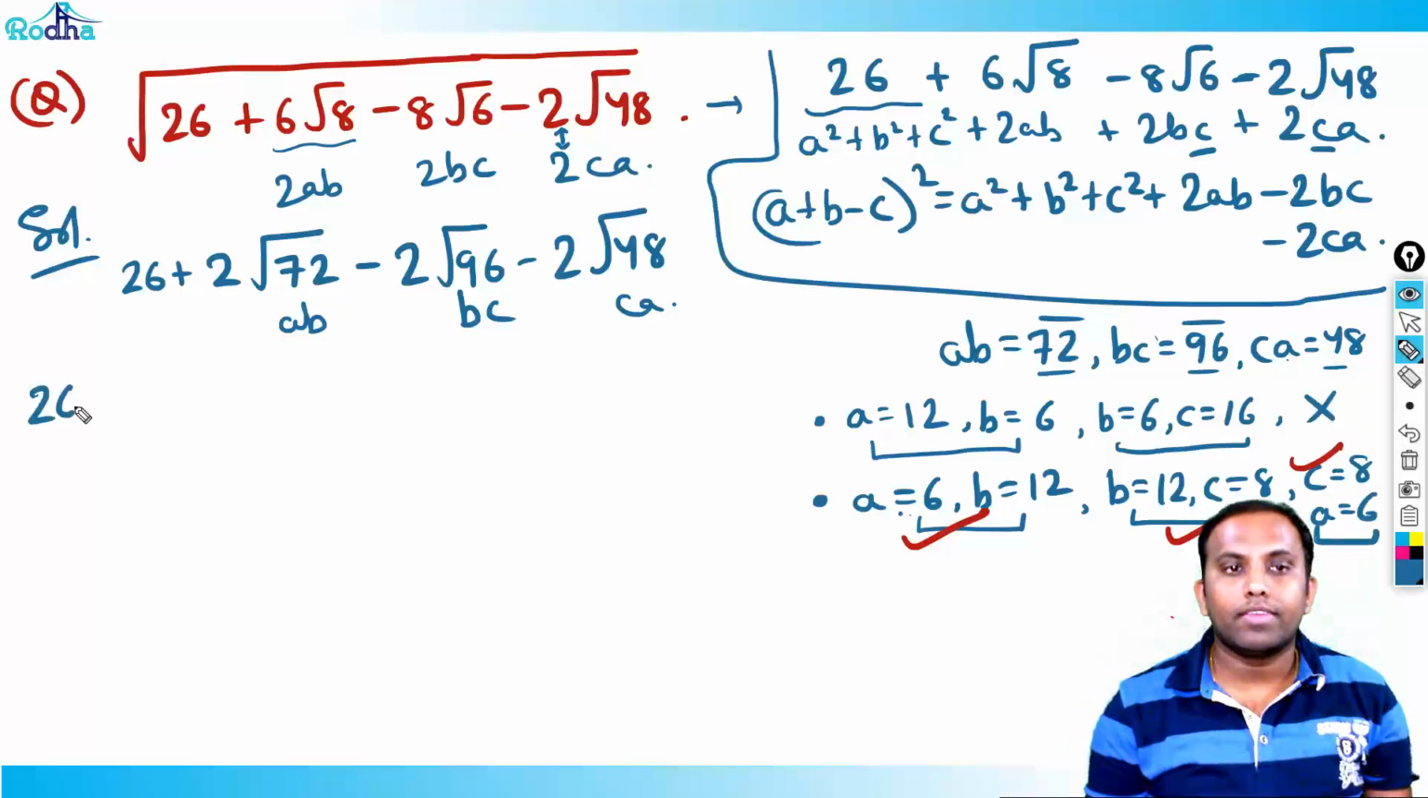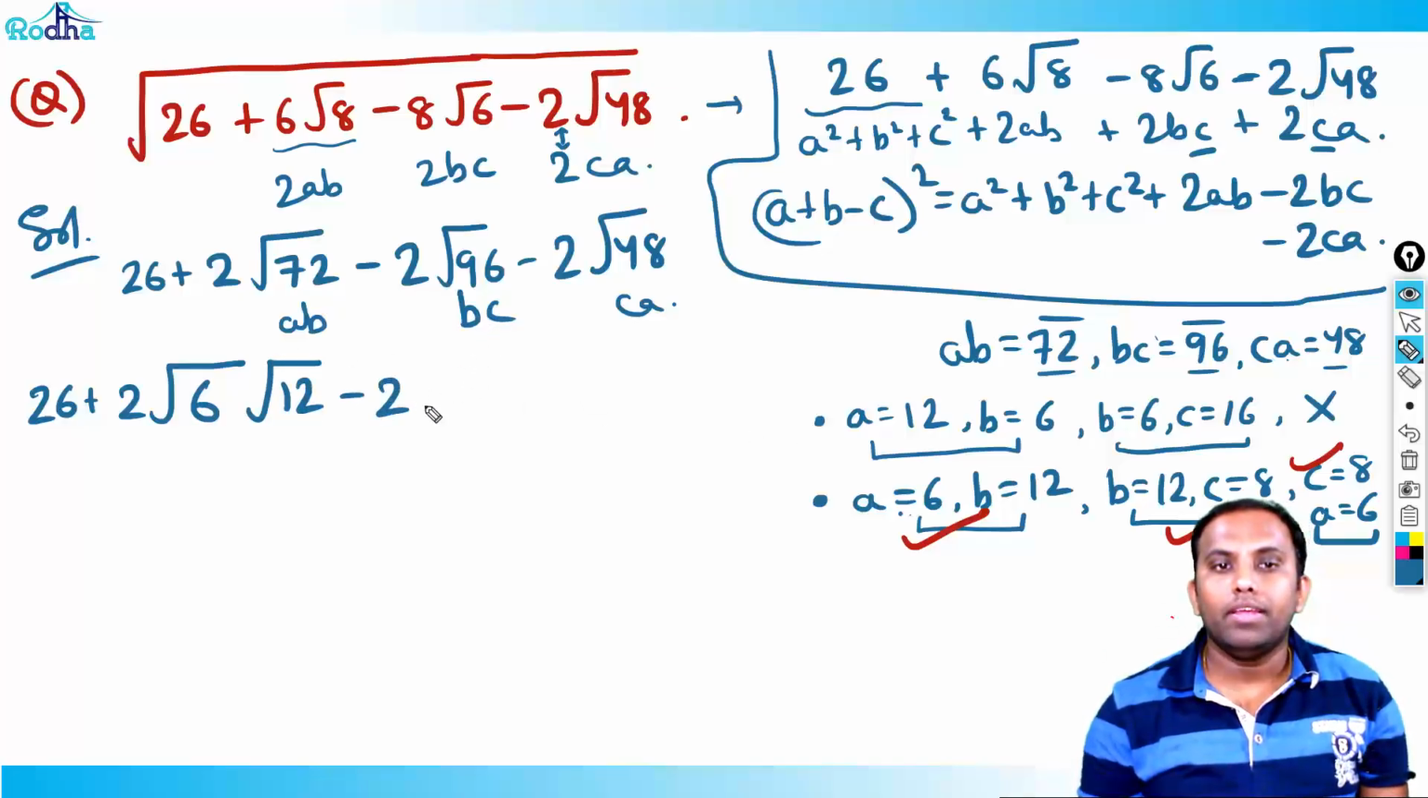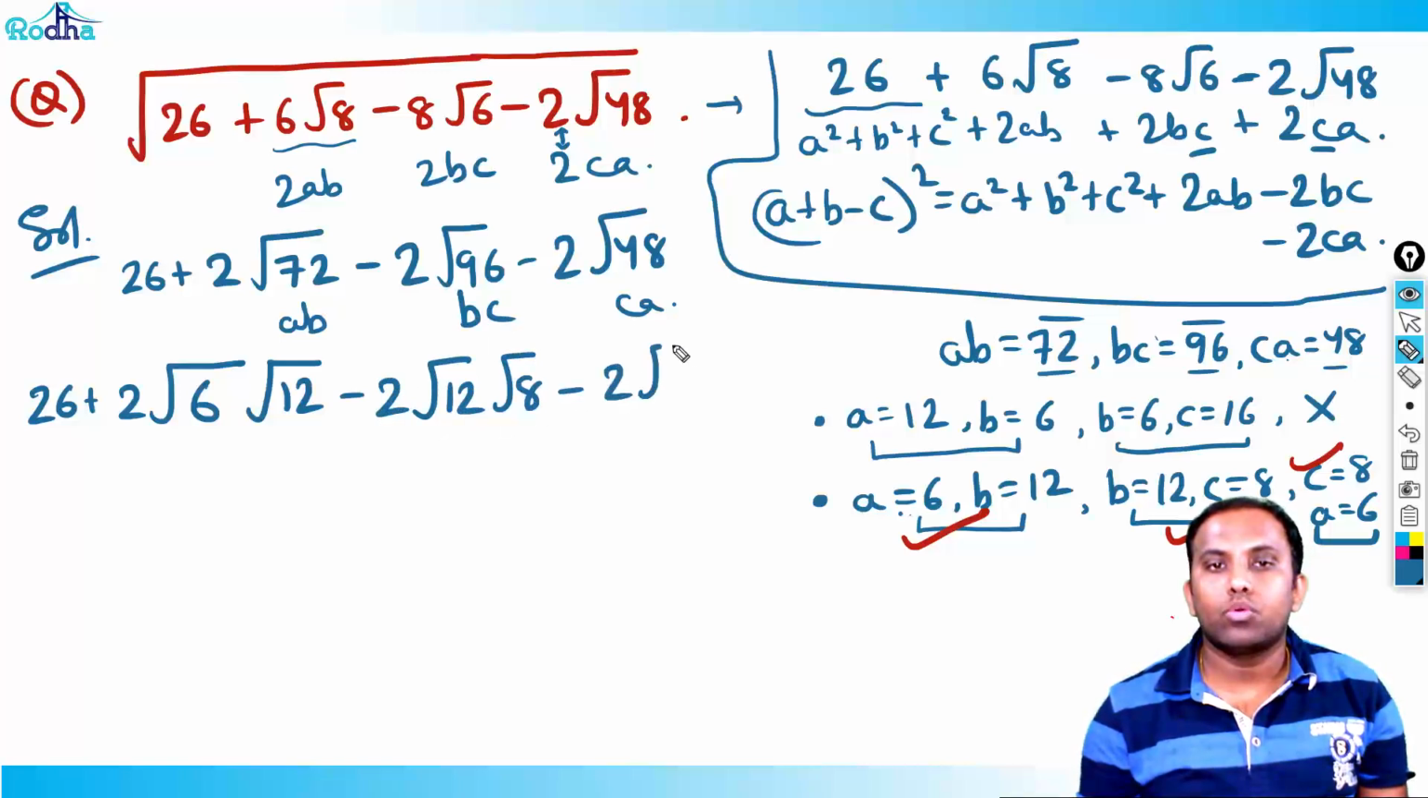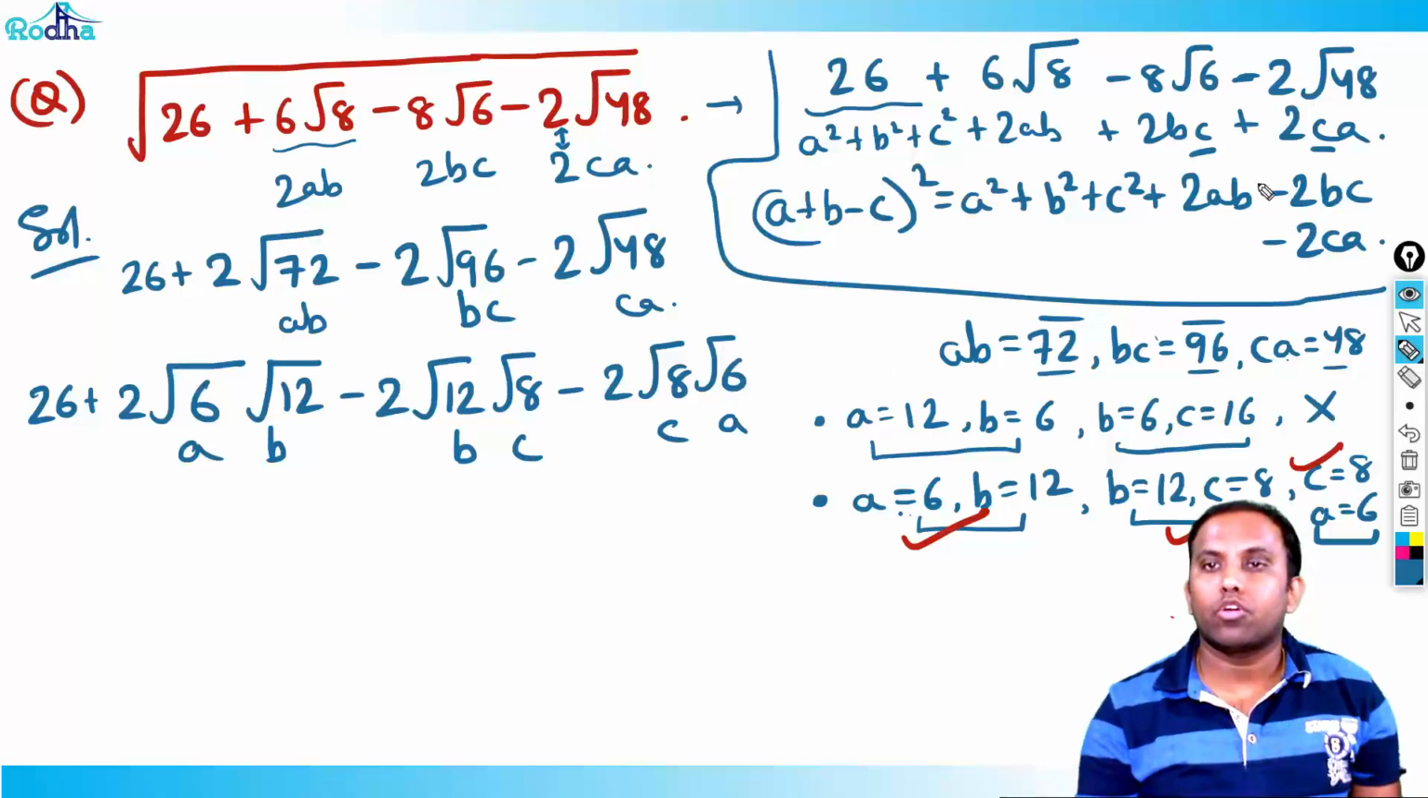It is now 26 plus 2 root. A is 6, so A becomes root 6. B is 12, so B becomes root 12. Minus. Now B is root 12, so C becomes root 8. And C is root 8, A is root 6. So now it is A, B, B, C, C, A. So I know C is negative here. We discussed this point that C is negative.